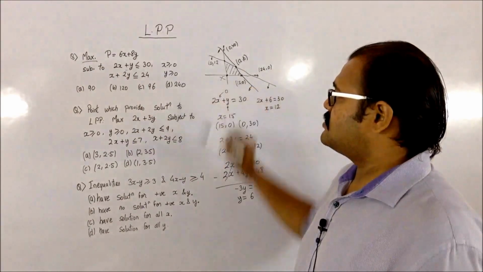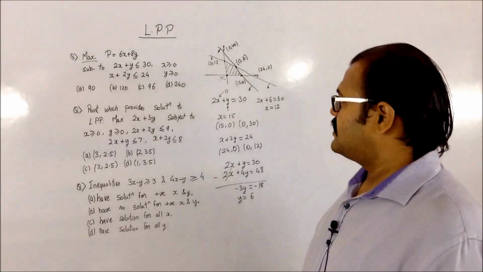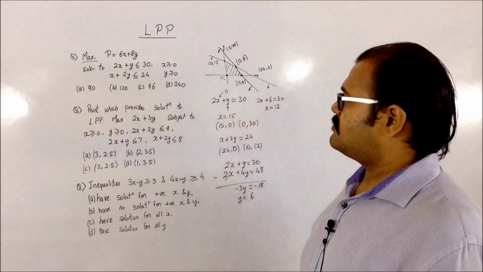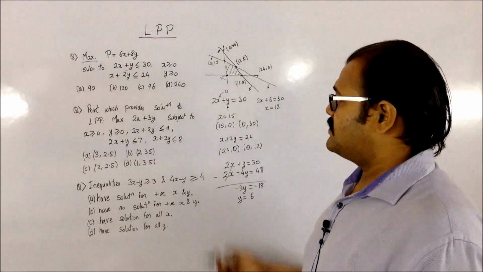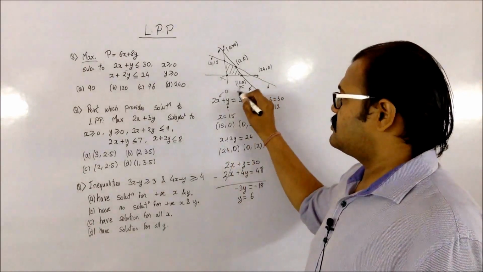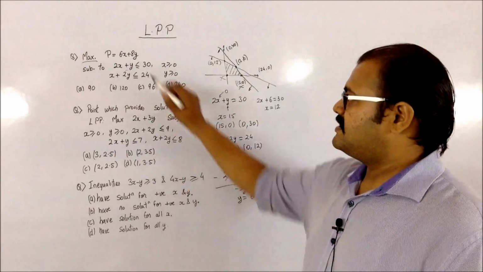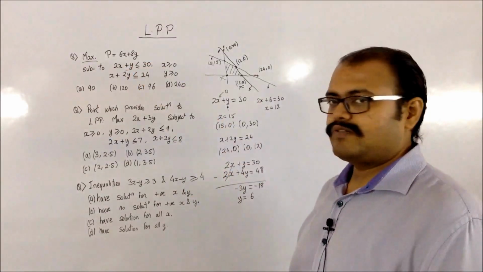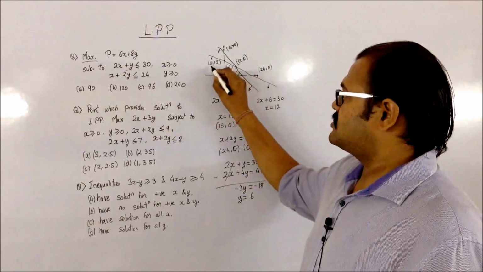Obviously your 0 comma 0 will not give the maximum because it's going to make that equation 0. Then if you just substitute 15 comma 0, it's going to be 6 into 15, which is 60, which is not in the options. Obviously that's not going to come. Next one is 0 comma 12. So that's going to be 6 into 0 plus 8 into 12. So that's going to be 96. So it can be an option.